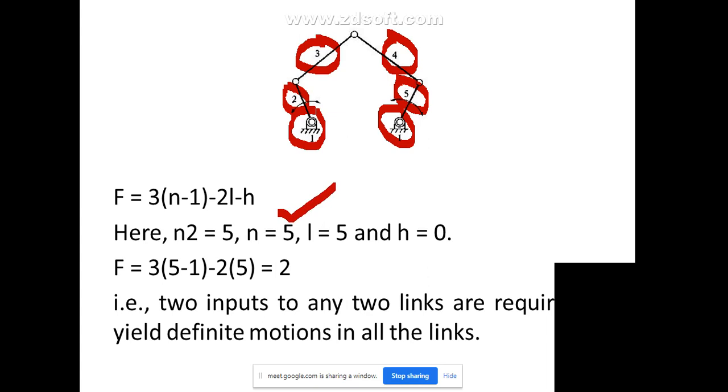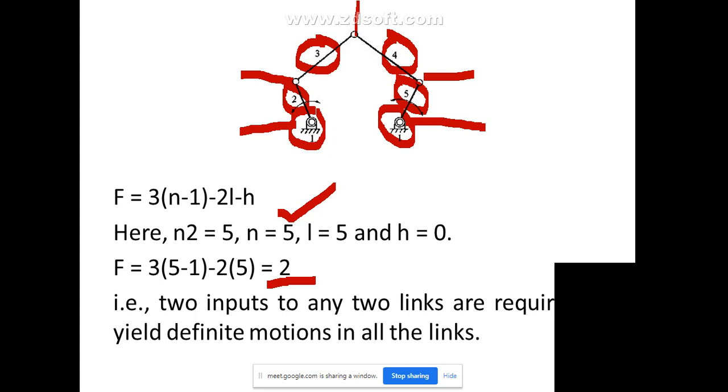And how many lower pairs are there? That is the number of joints. So this is one joint, 1, 2, 3, 4 and 5. So a total of 5 joints are there. So again substitute in the same equation, higher pairs is equal to 0. And in this case now you get the value as 2. Now what does this 2 indicate?